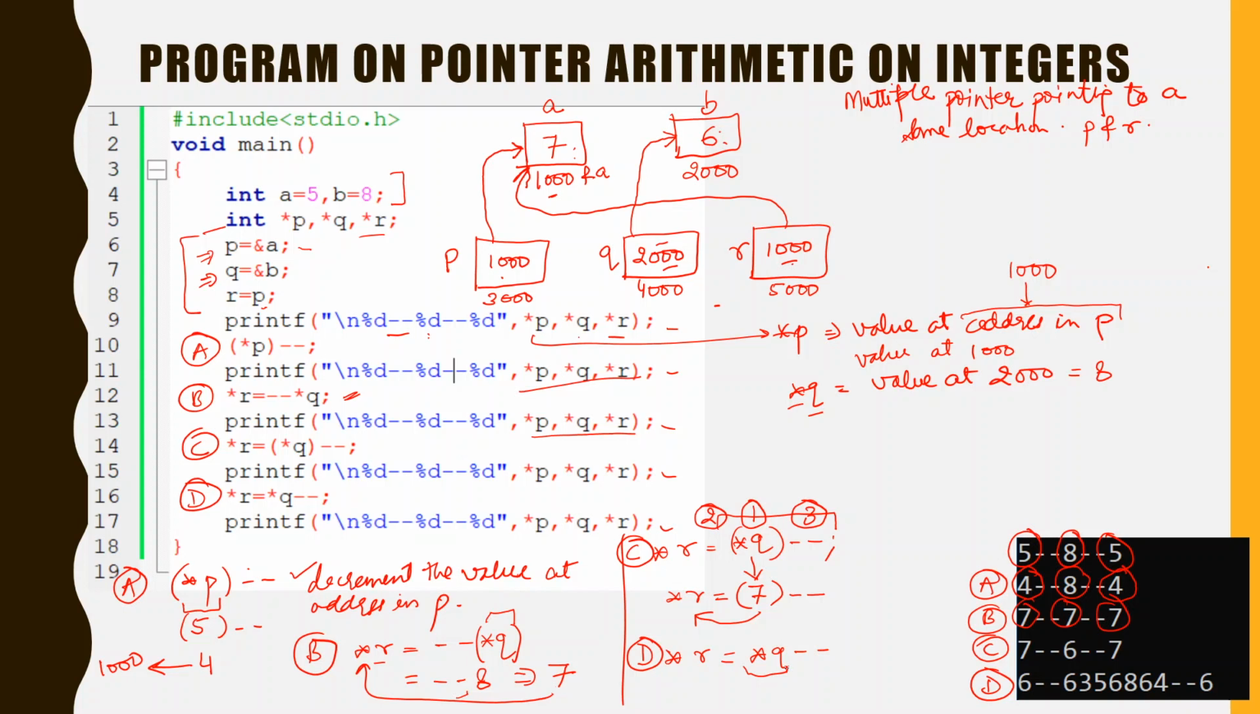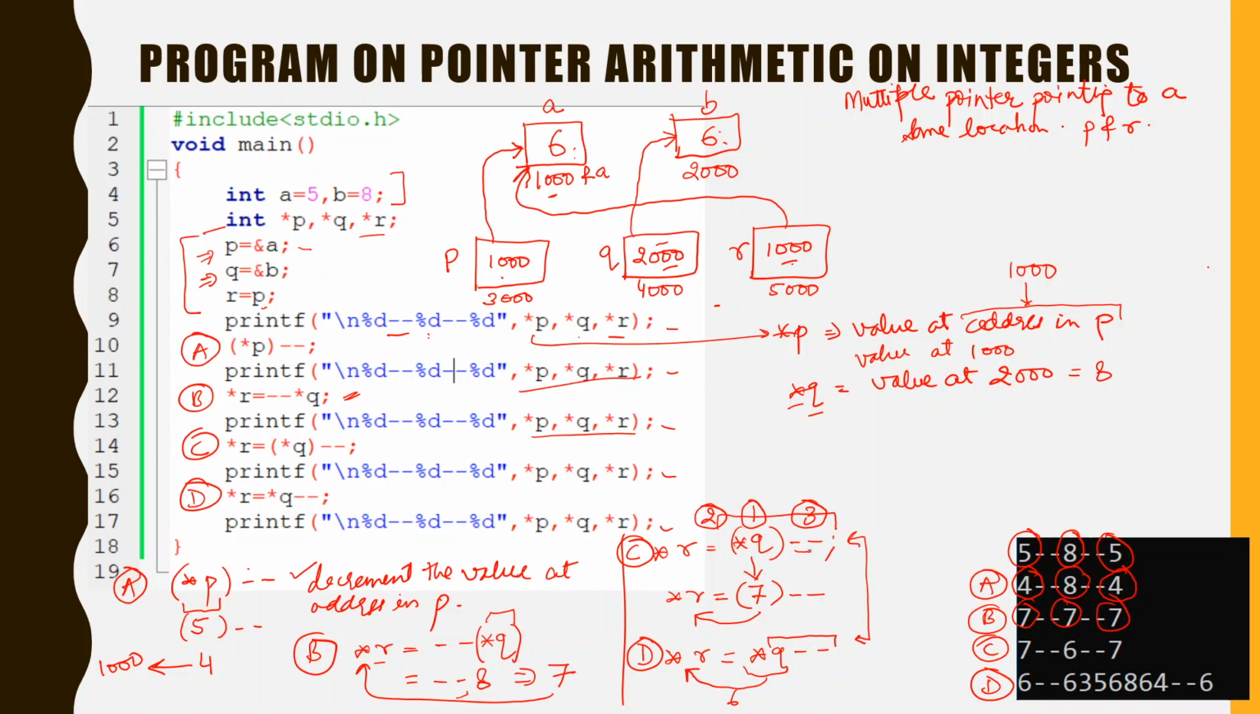So the value at address in q is 6, because q has address 2000 and the value at 2000 is 6. So the value at address in r, at this particular place, would become 6, and this 6 value would be supplied there. After resolving this pointer statement, this q minus minus operation will be resolved. So can you find the difference between these two statements?